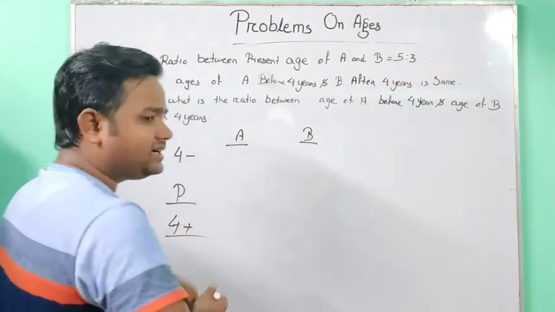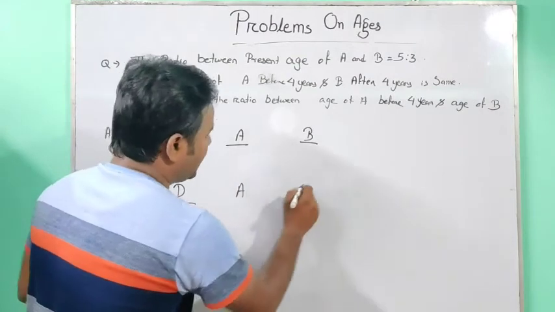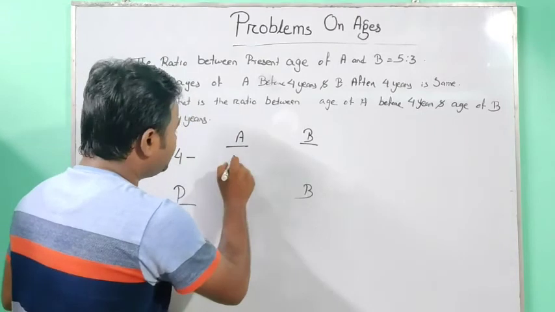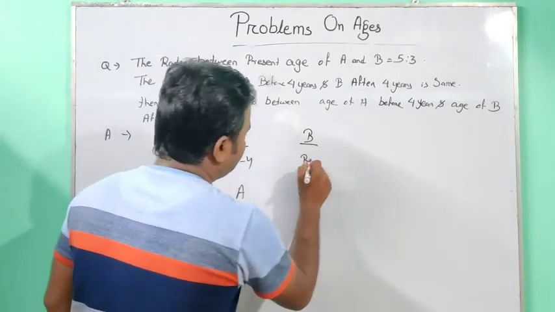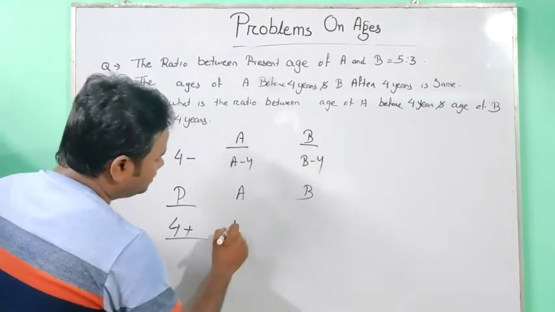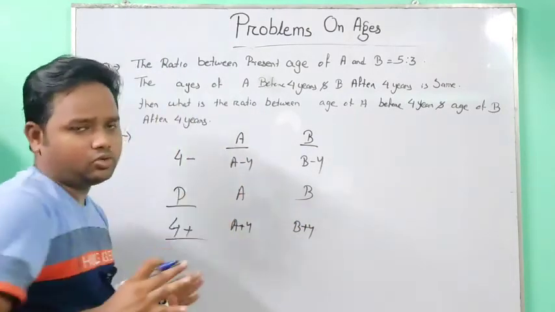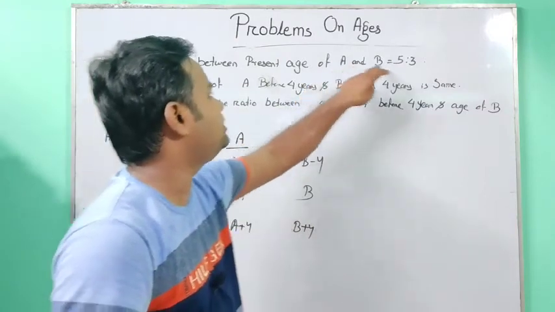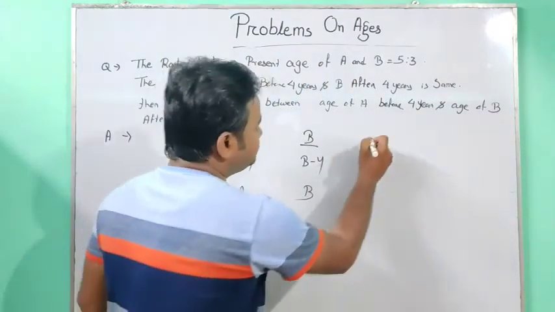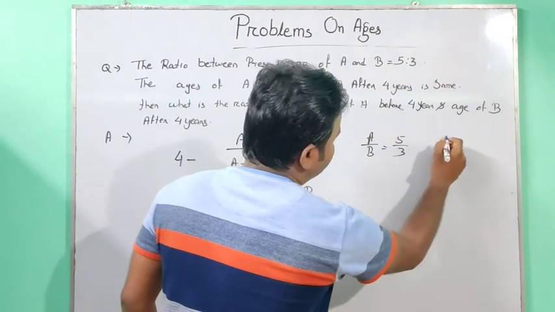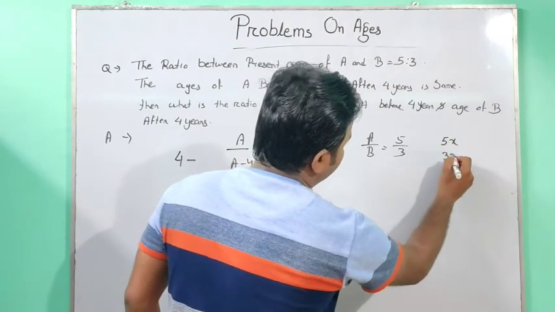So the present age of A is A and of B is B. Before 4 years the age of A will be A minus 4 and B will be B minus 4. Similarly, after 4 years the ages will be A plus 4 and B plus 4. Also, it is given that the ratio between A and B is 5:3. That means A by B is equal to 5/3, so A is equal to 5x and B is equal to 3x.